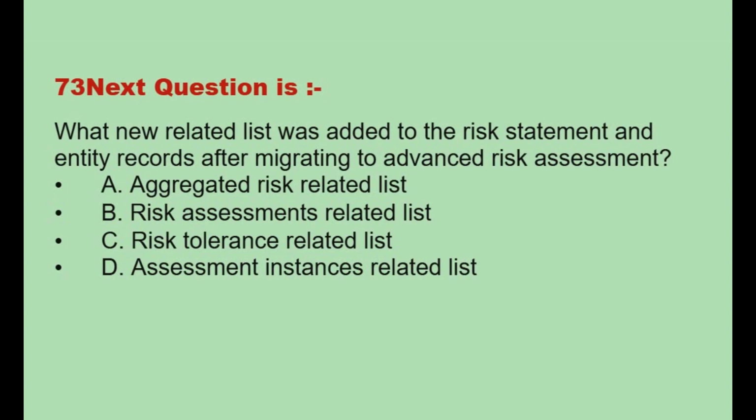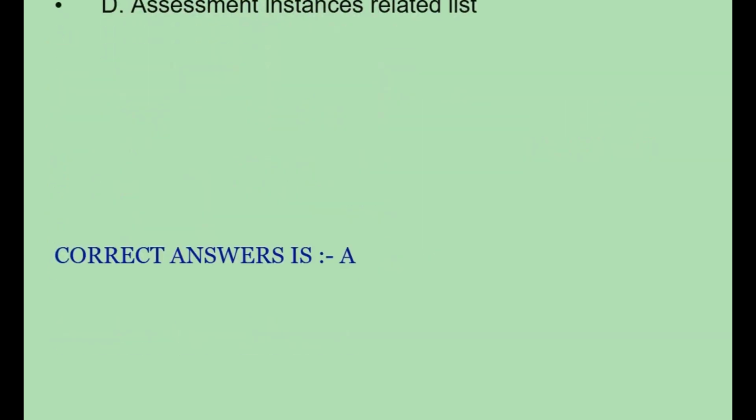Question is, what new related list was added to the risk statement and entity records after migrating to advanced risk assessment? Option A, aggregated risk related list. Option B, risk assessments related list. Option C, risk tolerance related list. Option D, assessment instances related list. Correct answer is option A.